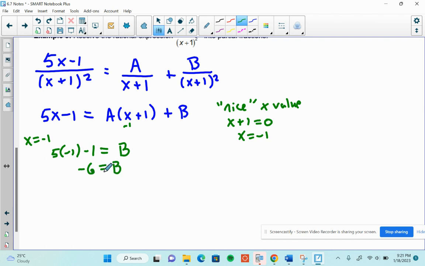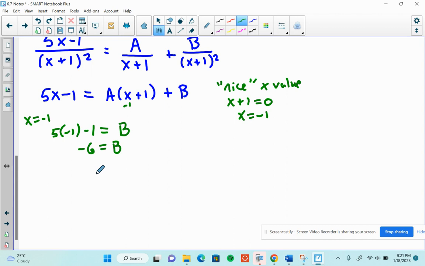Okay. Now we'll go after the a. I don't have another value of x that's going to make one of these factors go away, but remember what we did last time. We can do this again. If we plug in x equals 0, we're plugging it in right here into this equation. Replace the x with 0. 5 times 0 is 0. Take away 1 is negative 1. And on the other side, we have a times 1, because if I replace the x with 0, 0 plus 1 is 1. So I have a plus b.